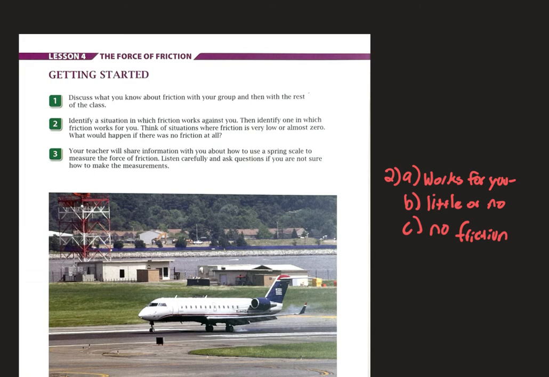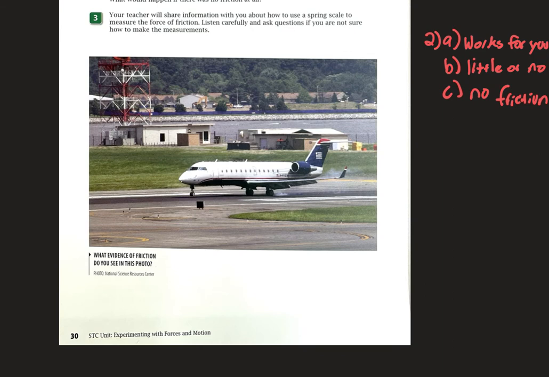And before we move on, let's look at the picture at the bottom. What evidence of friction do you see in this photo? Pause and think about that for a second. All right, so if you look at the picture, we can see one of 2 things are happening. I think it's either the plane is taking off or it's landing. But if you look here, you can see smoke coming from the tires. So it would appear that this plane is in the process of decelerating or slowing down from landing. All right, so let's continue.